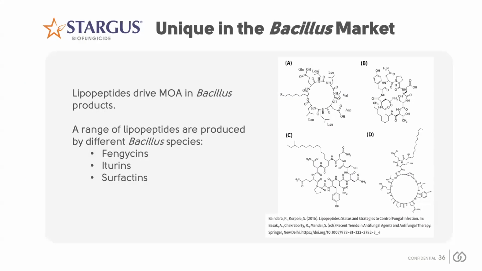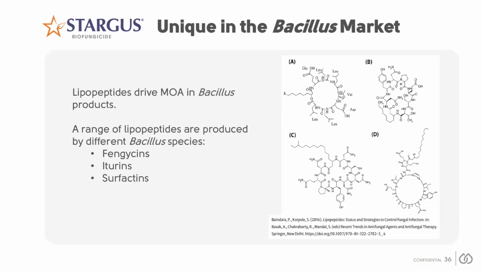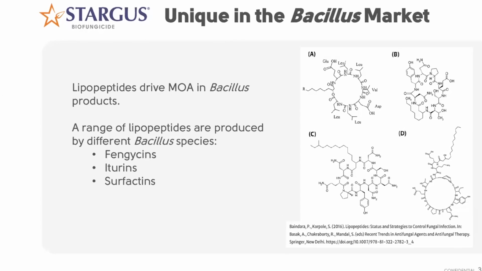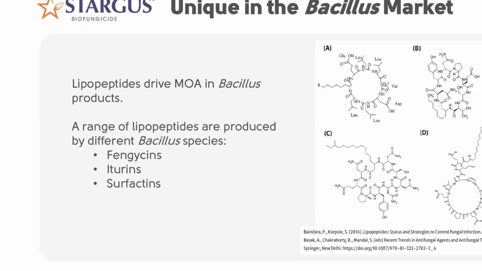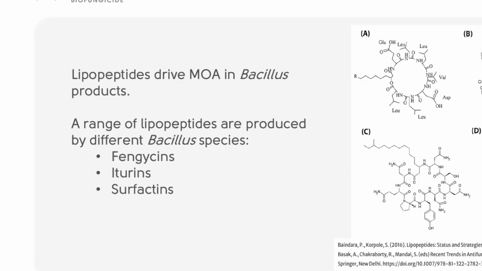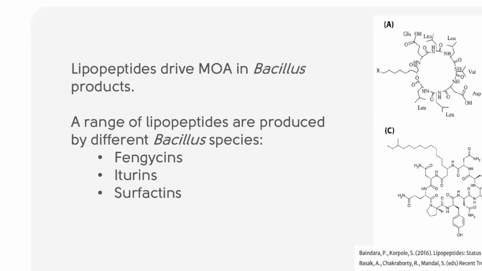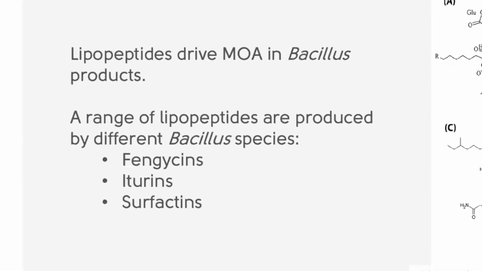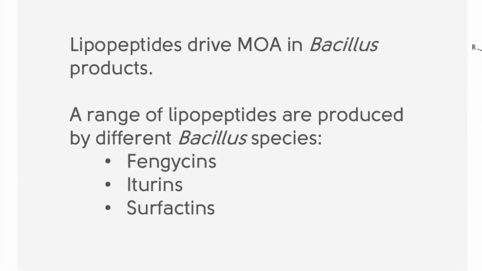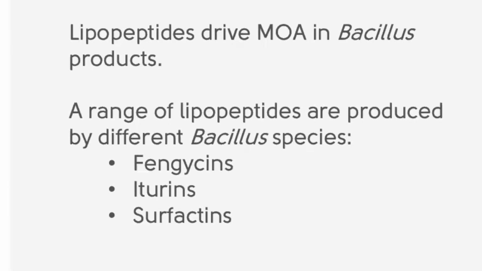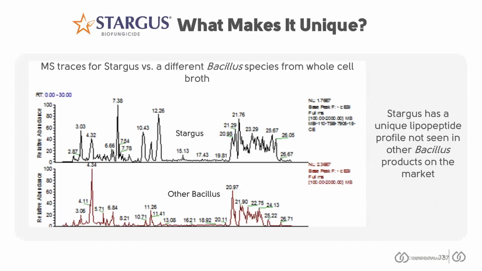In Bacillus products broadly, the important chemistry driving efficacy is largely a class of molecules called lipopeptides. These lipopeptides include molecules such as fengycins, iturins, and surfactins. Fengycins and iturins are antimicrobial fungicidal compounds. Surfactins can disrupt the formation of pathogen biofilms, and they are also signaling molecules that tell the plant to prime its defenses. What makes Stargus a unique Bacillus product?